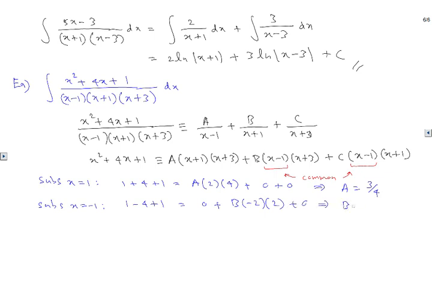So this says that b equal. You're going to get negative 2 on this side, and you get negative 4 on that side. So you're going to get b equal 1/2.